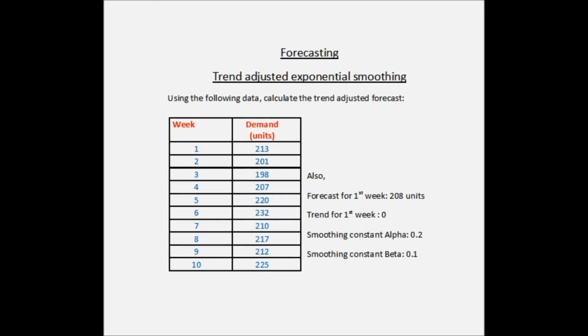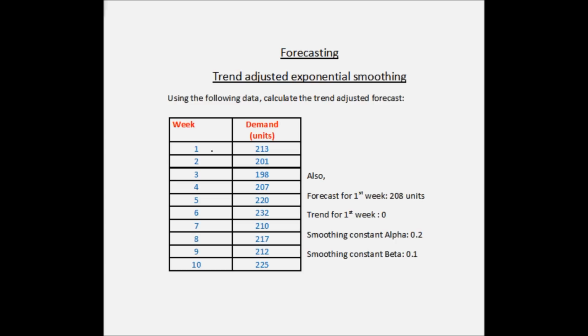Let us look at another example of forecasting using Holt's double exponential smoothing, or trend adjusted exponential smoothing method. Using the following data, calculate the trend adjusted forecast.